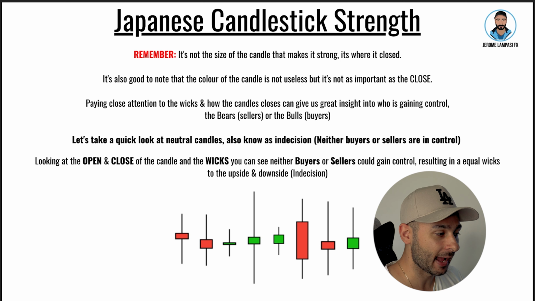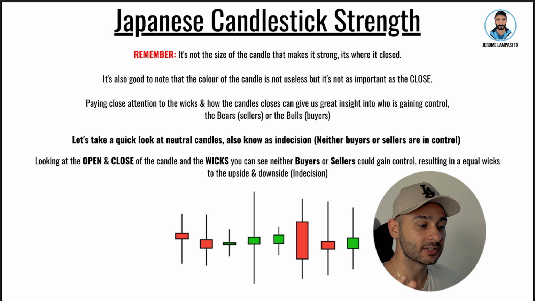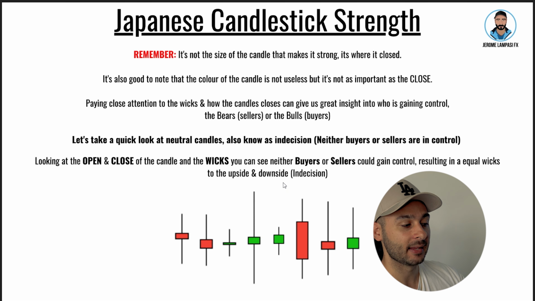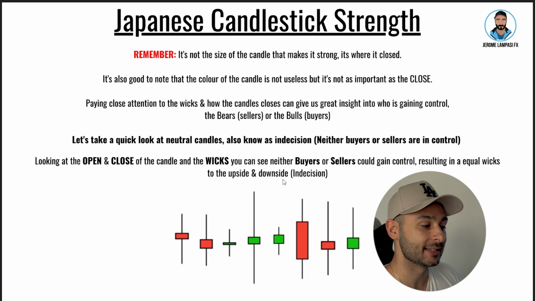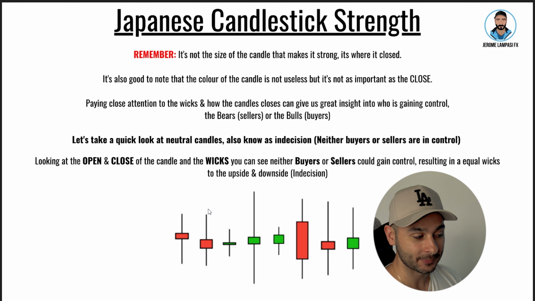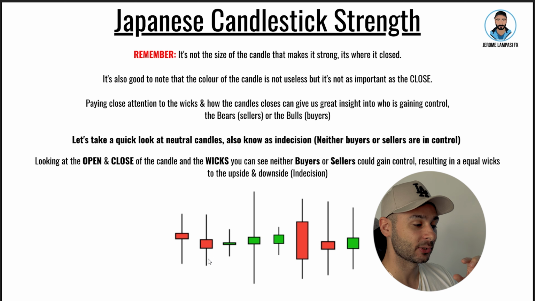Let's take a quick look at neutral candles, also known as indecision. Neither the buyers nor sellers are in control. It's just trading sideways. Looking at the open and close of the candle and the wicks, you can see neither buyers nor sellers could gain control, resulting in long wicks to the upside and downside, resulting in indecision. So you can see buyers pushing up, sellers pushing down, close in the middle.